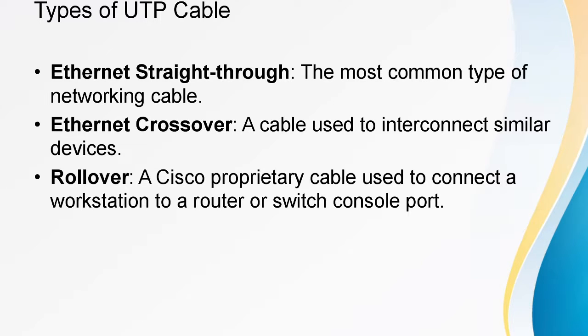Types of UTP cable. Ethernet straight-through, the most common type of networking cable. Ethernet crossover, a cable used to interconnect similar devices. Rollover, a Cisco proprietary cable used to connect a workstation to a router or switch console port.